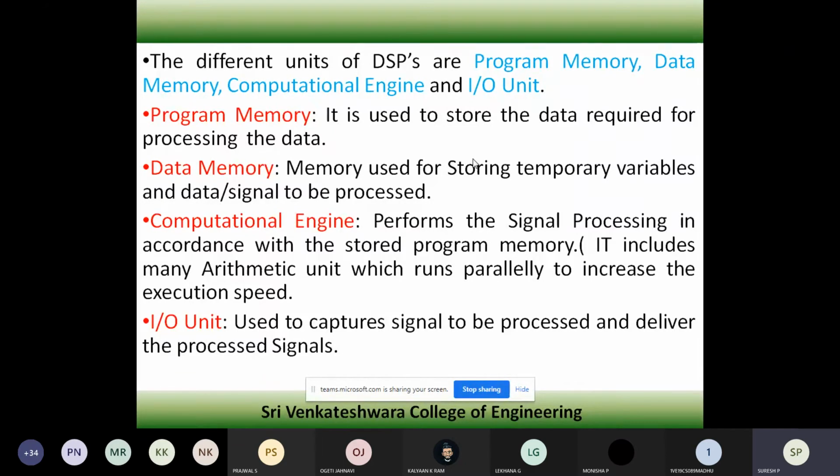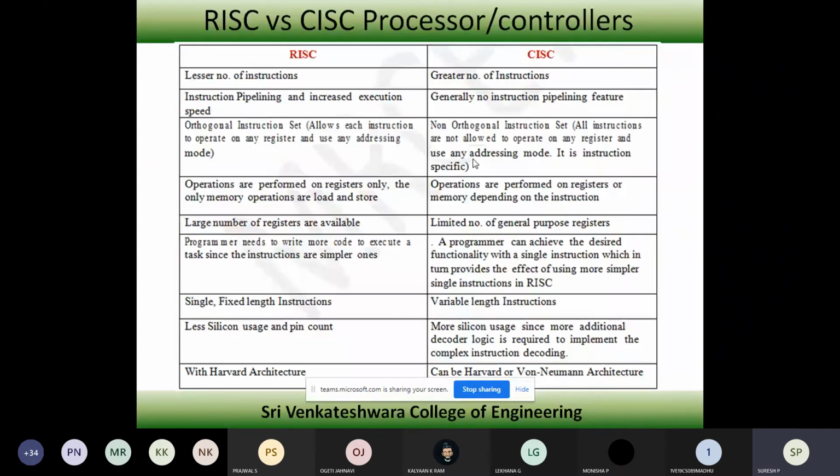The IO unit in your DSPs is basically used to capture the signals to be processed and deliver the processed signal. Okay, this is the IO unit. It is used to capture the signal to be processed and deliver the processed signal. So next is the difference between RISC versus CISC.